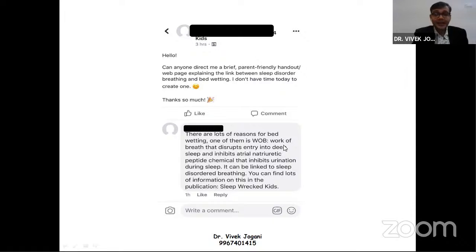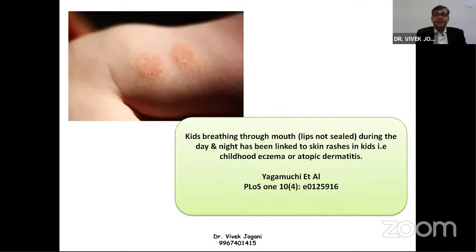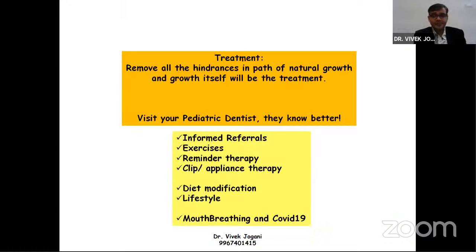There is a chemical called atrial natriuretic peptide, and when this chemical is inhibited, it inhibits the urination during sleep, and because this chemical is masked or inhibited, it can be linked to sleep disordered breathing. Kids breathing through the mouth, that is, the lips are not always closed during the day and night, has also been linked to skin rashes in the form of childhood eczema and atopic dermatitis. So mouth breathing has a lot of detrimental effects.